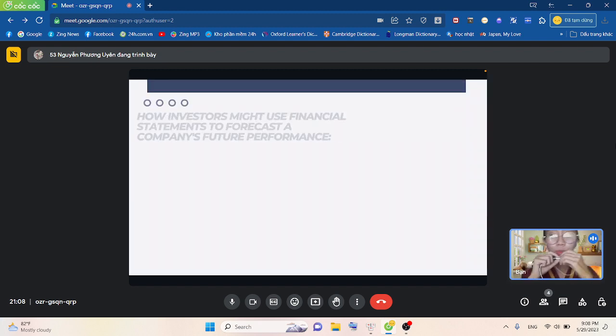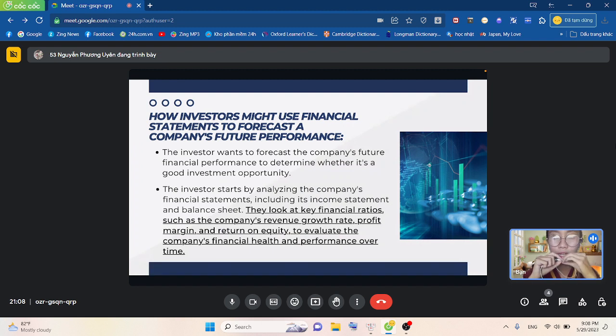We will move on to the question of how an investor might use financial statements to forecast the company's future performance. First, the investor wants to forecast the company's future performance to determine whether it's a good investment opportunity or not. The investors start by analyzing the company's financial statements, including its income statements and balance sheets. They look at key financial ratios, such as the company's revenue growth rate, the profit margins, and returns on equity, to evaluate the company's financial health and performance over time.